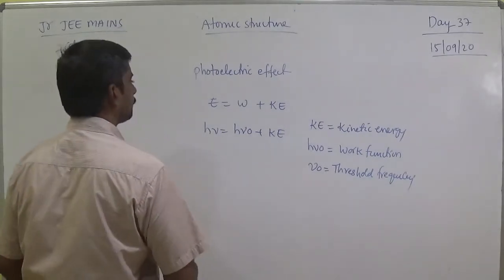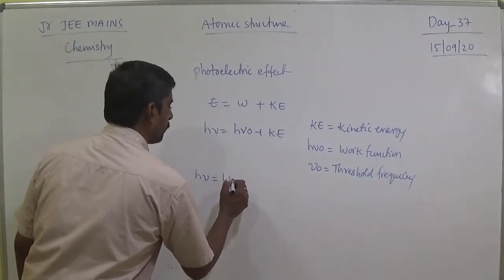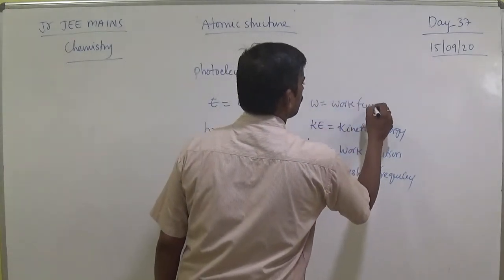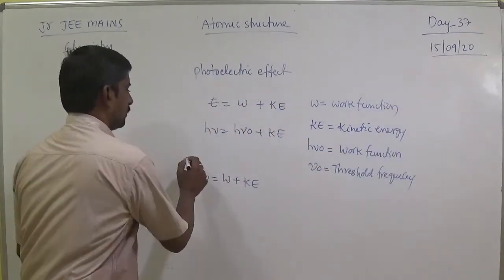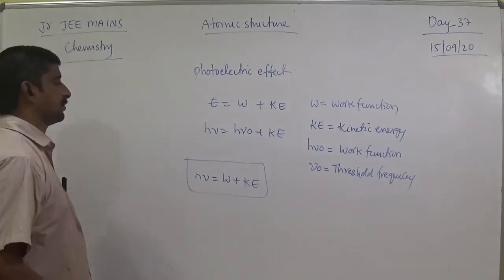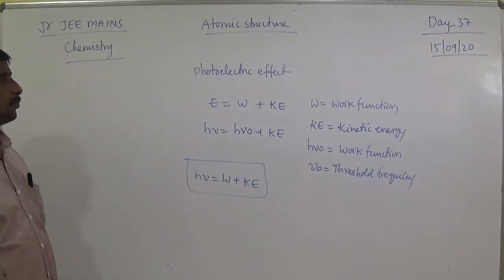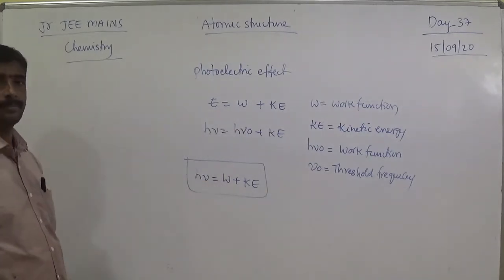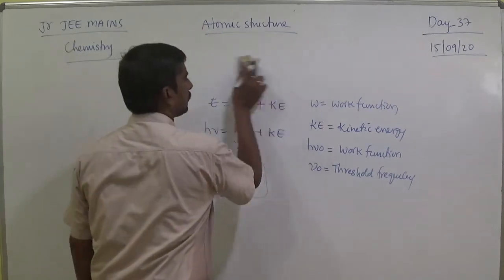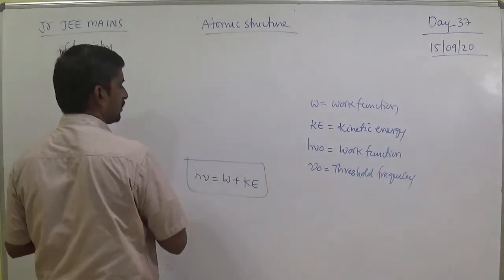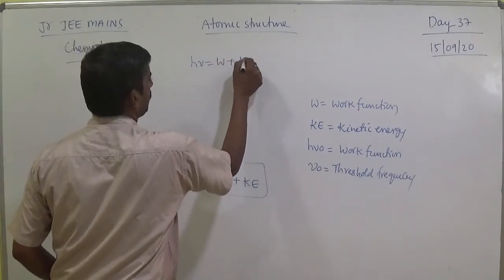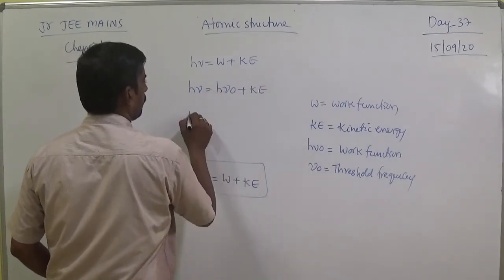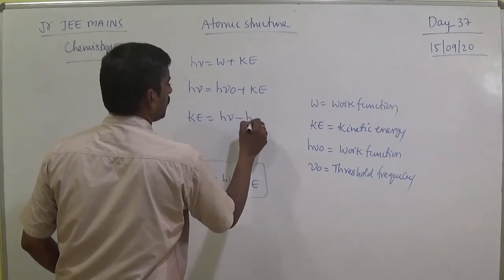Simply, I am writing h nu equal to W plus K. Here W means work function. This is a simple formula. The photoelectric equation is E equal to W plus K, where W means work function and E equal to h nu. Another form is h nu equal to h nu naught plus K. Finally, K equal to h nu minus h nu naught.